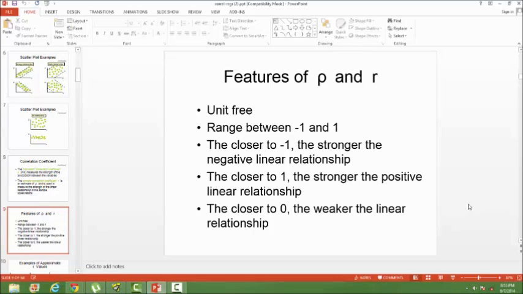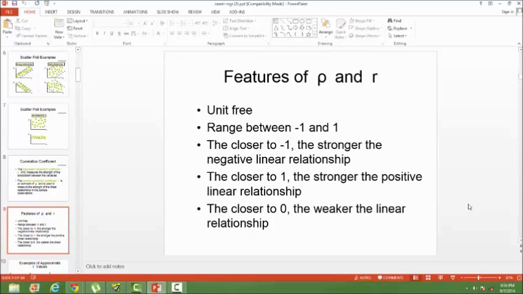If you do any transformation of the variables, and you do a similar transformation on the two variables, there is hardly going to be any change. For example, if you standardize the variables x and y and take the correlation coefficient, and you take the correlation coefficient without standardizing, it's going to be the same. So it's not going to change. It's unit free. It lies between -1 and 1.